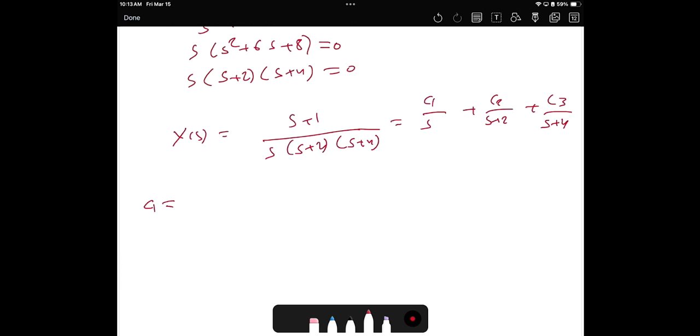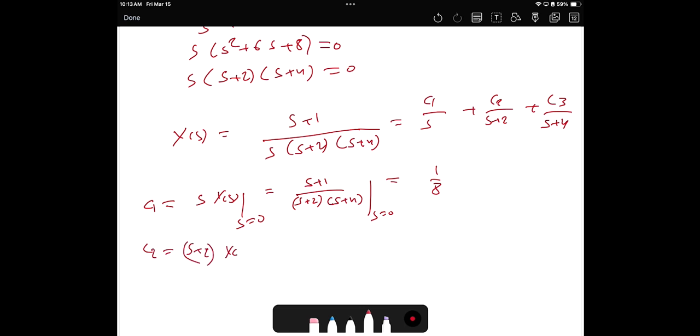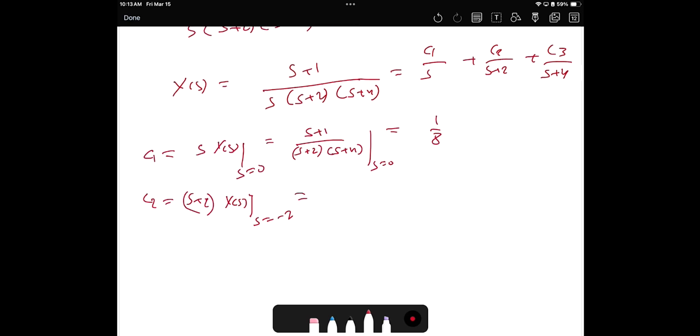So c1 is actually s times Y(s) when s goes to 0. This will make it (s plus 1) over (s plus 2) times (s plus 4). Substitute when s goes to 0, and this will make it 1 over 8. For c2, it is (s plus 2) times Y(s). Substitute when s goes to negative 2. Then it will be (s plus 1) over s times (s plus 4). So the answer will be negative 1 over negative 2 times 2, which is 1 over 4.